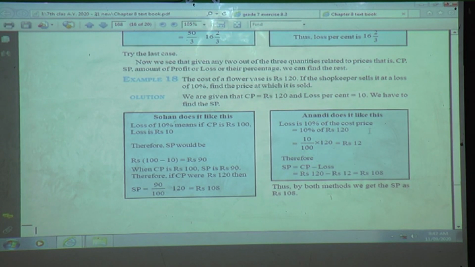I think this method will be easier for you to calculate. So we will go through this type of method, which will be the easiest for calculation. So in this way we found the SP.